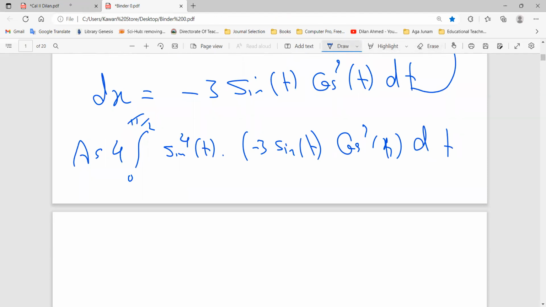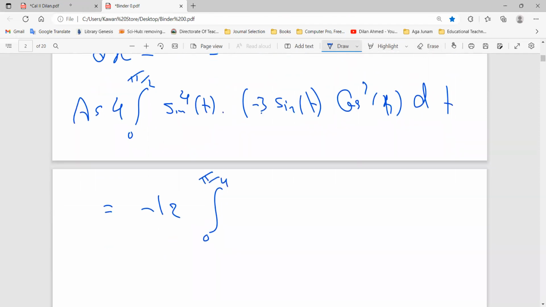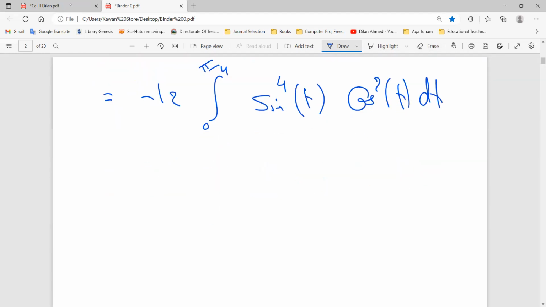And that one multiplies here, it will be minus 12, integral from 0 to pi over 4, sine to the power 4 of t, cosine to the power 2t dt. It remains that one. And I'm waiting for what? For the result after solving the integral that we got before.